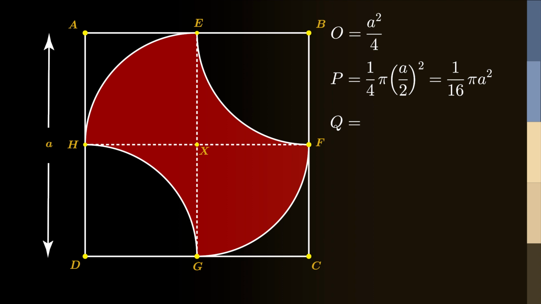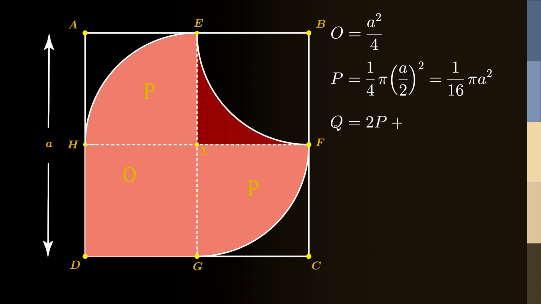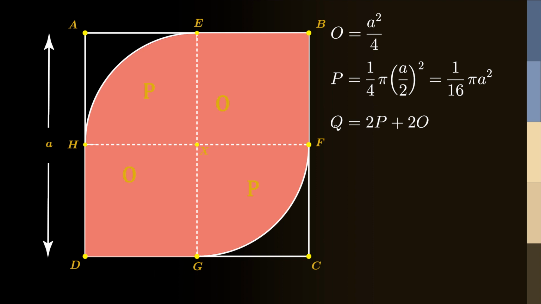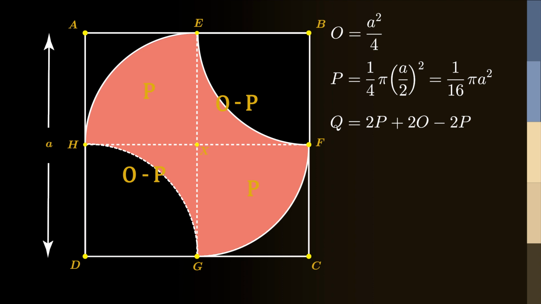The total area of the battle axe is 2 times the area of a quarter circle with center point in X, plus 2 times the area of a quarter square, minus 2 times the area of the quarter circle with center points in B and D. We can conclude now that the area of the battle axe is half the area of the square, and that is a nice result in my opinion.